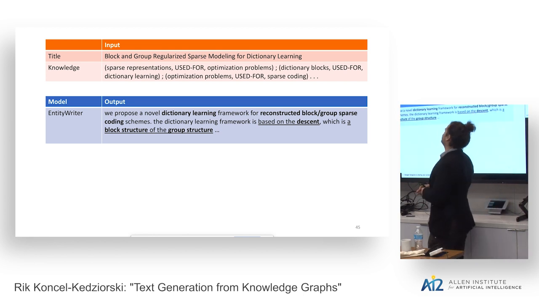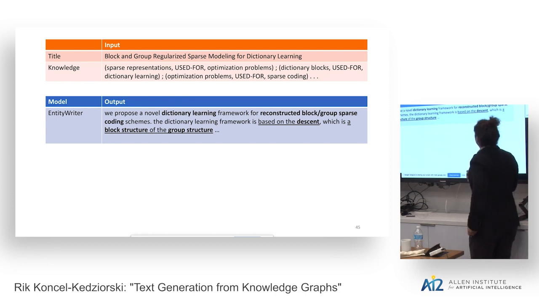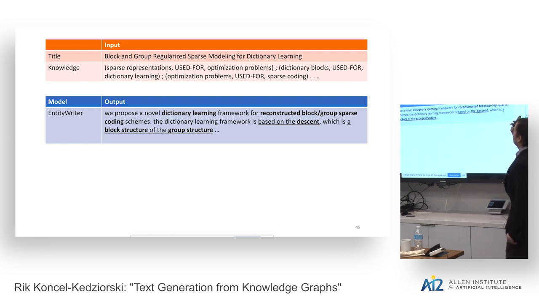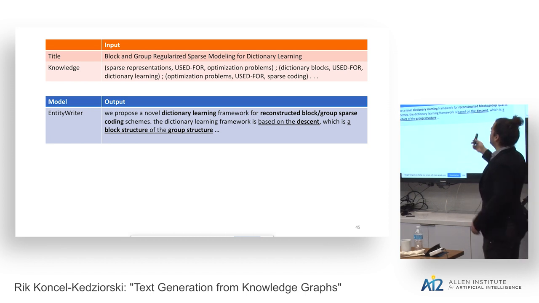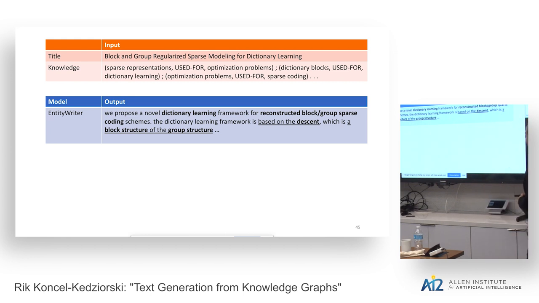Okay, so here's some output. So the title is Blocking Group Regularized Sparse Modeling for Dictionary Learning. The knowledge graph is a lot longer than this, but some of the important relations here are that sparse representations are used for optimization problems, dictionary blocks are used for dictionary learning, optimization problems are used for sparse coding. This is actually a little bit noisy because it should be, I believe, the other way around, that sparse coding is used for optimization.